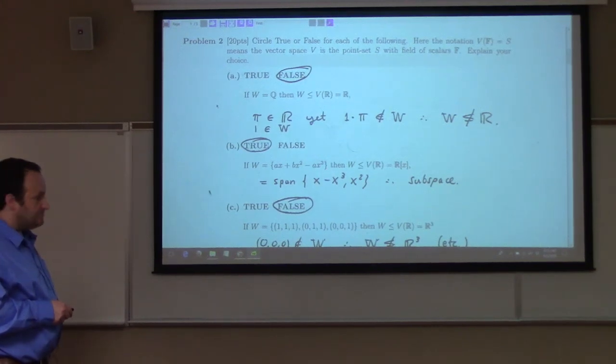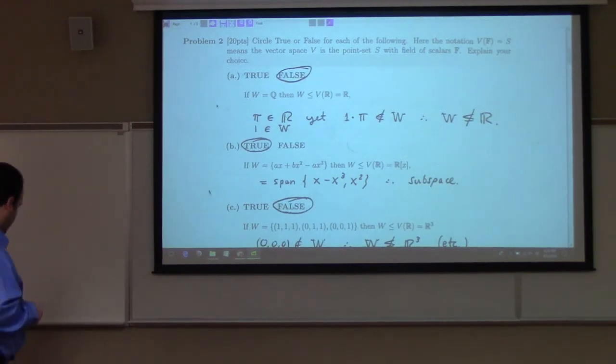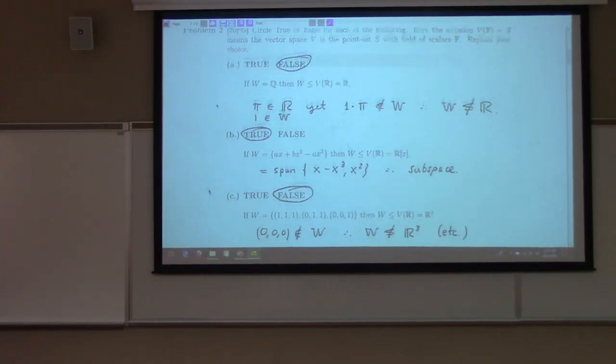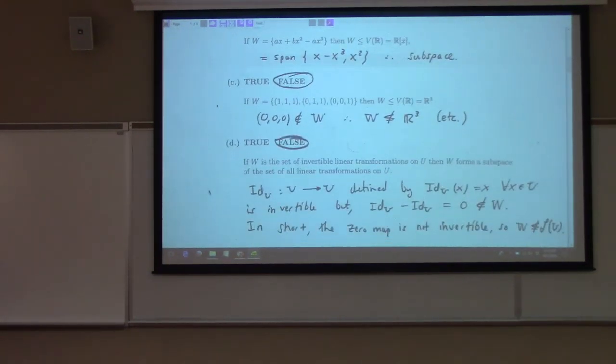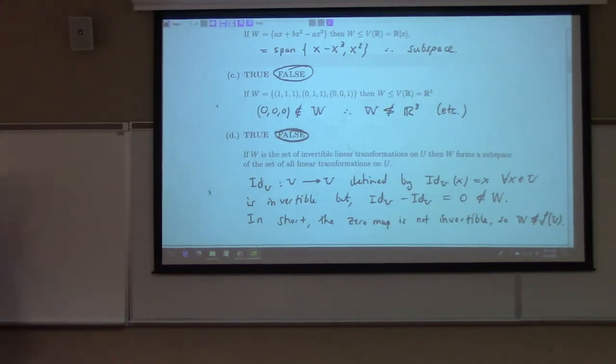Okay. So with that clarification, then it's clear that this is really the span of x minus x cubed and x squared. So, okay. So anyway, any questions so far? No? Just interrupt me if there's something out of place here.